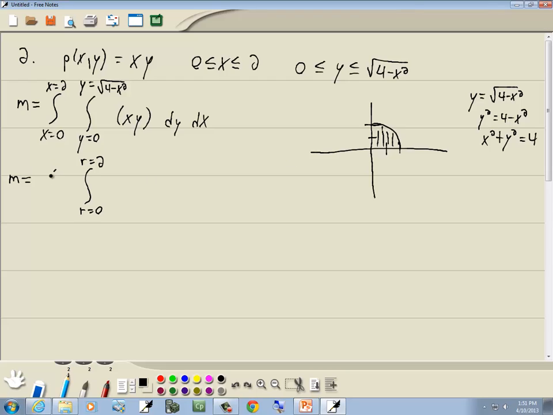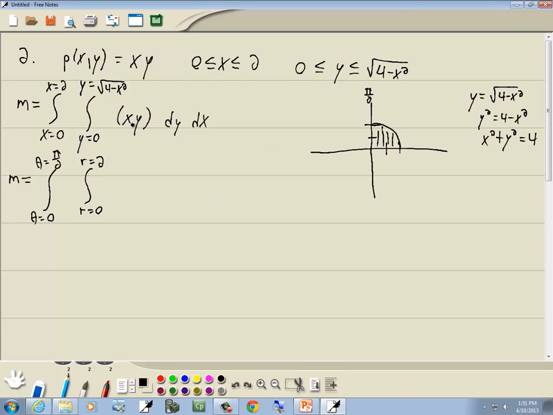Now, the outer one is going to be our theta. Our beginning angle is right here, and then it ends right here. Well, if I were to put an angle on this, this would be pi over 2. So this is going to go to theta equals pi over 2.